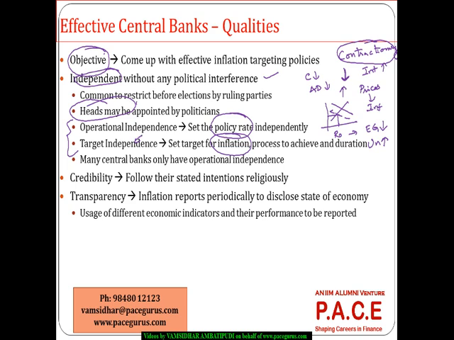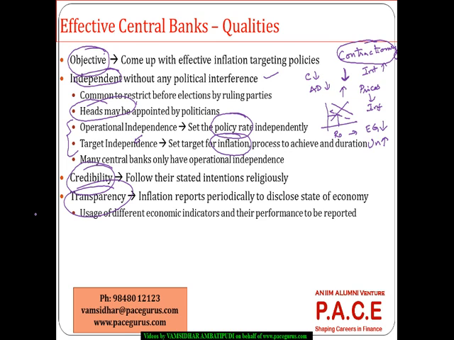And what we see is the majority of the central banks across the world have only the operational independence and not the target independence. But whatever it is, the higher the level of independence that is given to the central bank, the more effective it is. Along with that, the central bank has to be more and more credible. Whatever policies and targets it has stated, it has to be continuously on a mission to achieve those targets. That is when people will start trusting them, and the reliability of the central bank typically goes up.